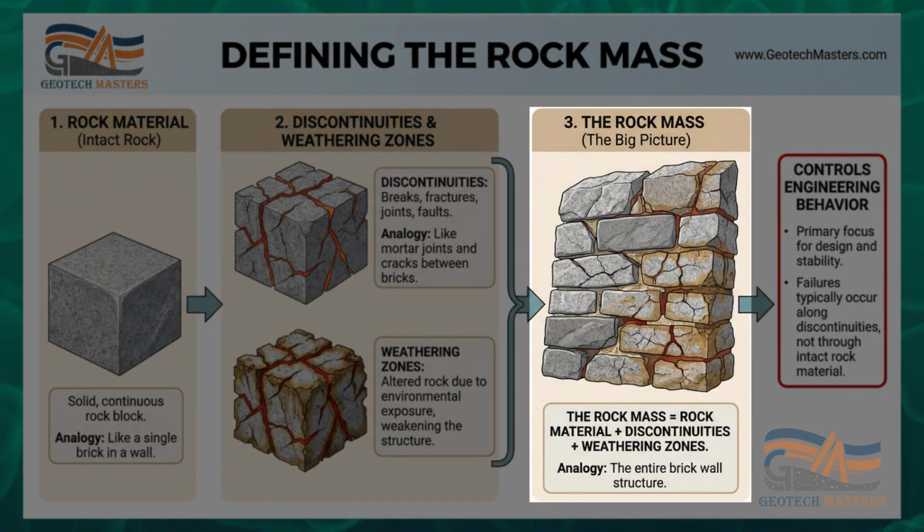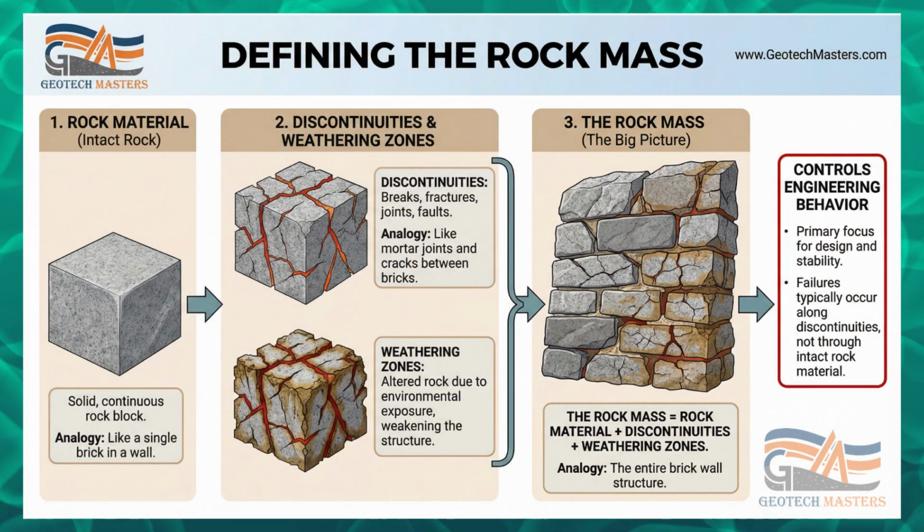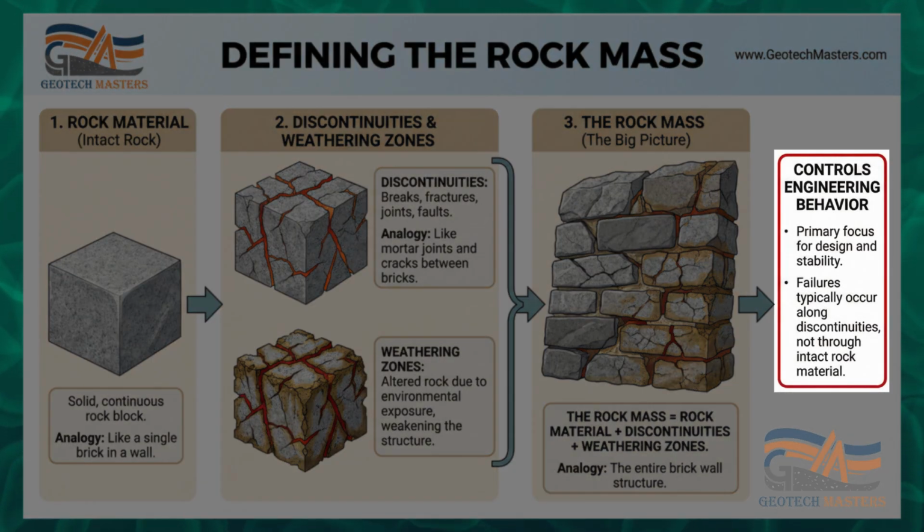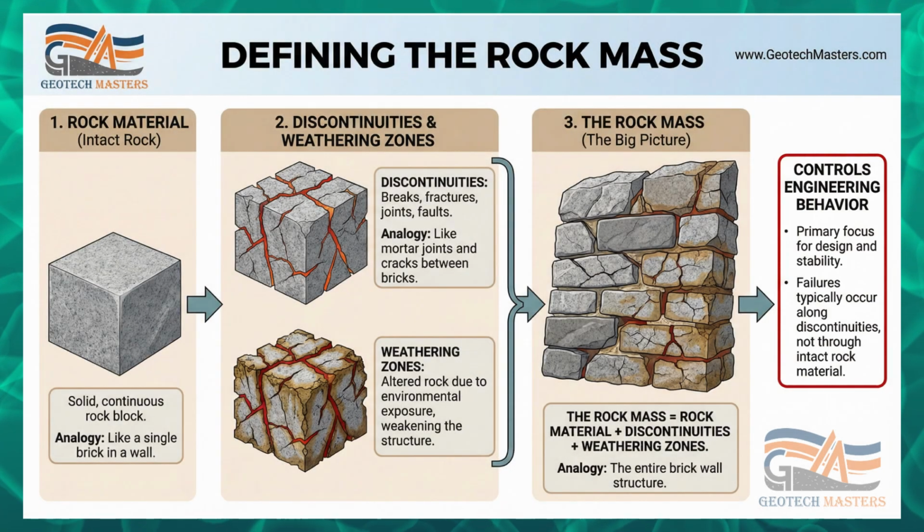Imagine a brick wall. The brick itself is the rock material. The wall, with all the bricks and the mortar joints between them, is the rock mass. In nature, the rock mass includes all the fractures, joints, and faults. For engineering, the rock mass is usually more important than the rock material. A tunnel or a slope usually fails along the cracks, not through the solid rock. Therefore, the standard requires us to describe the rock mass structure, not just the small samples we bring to the lab.